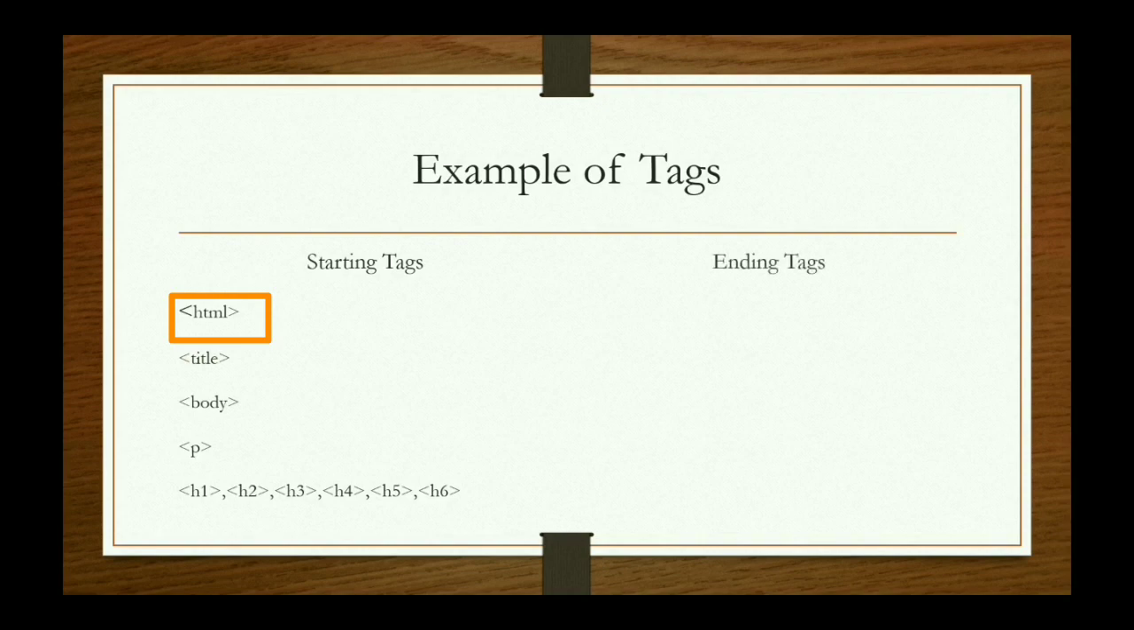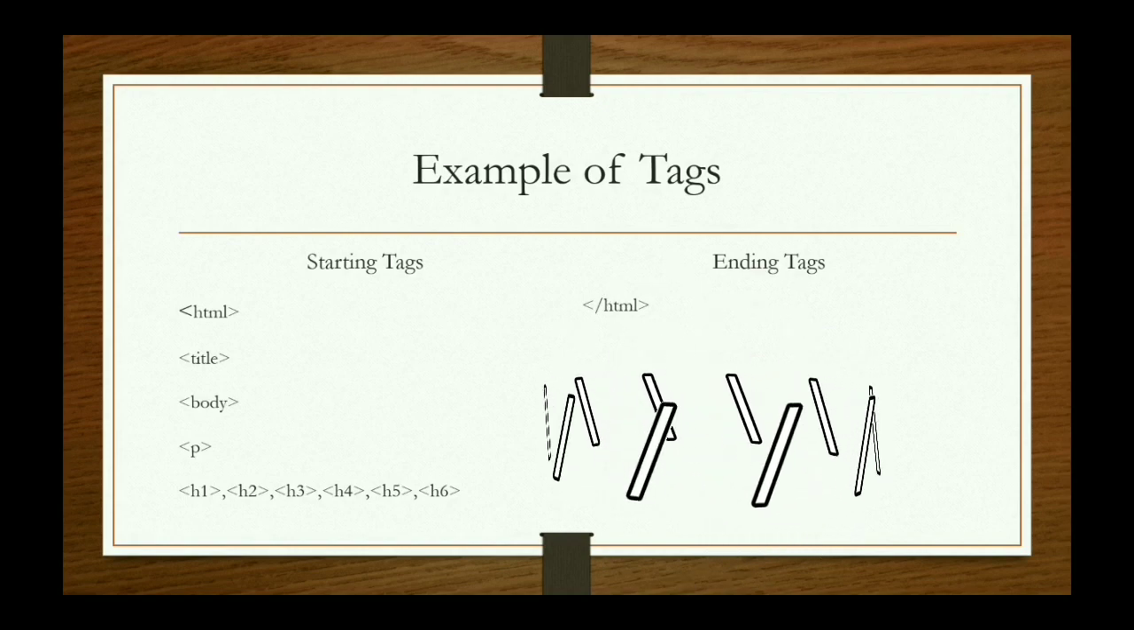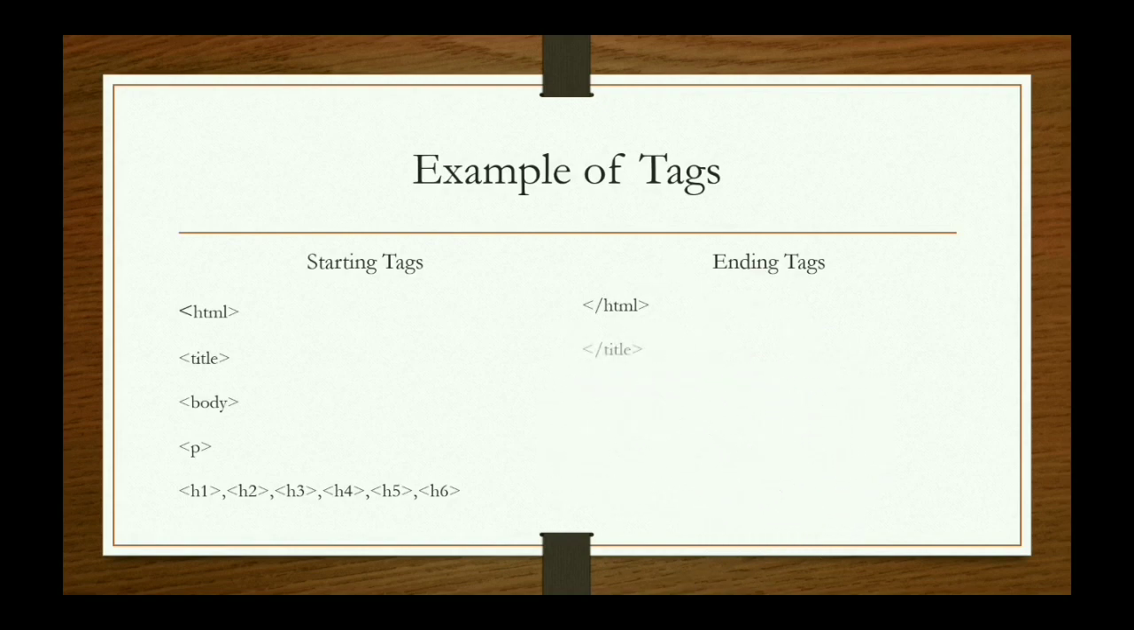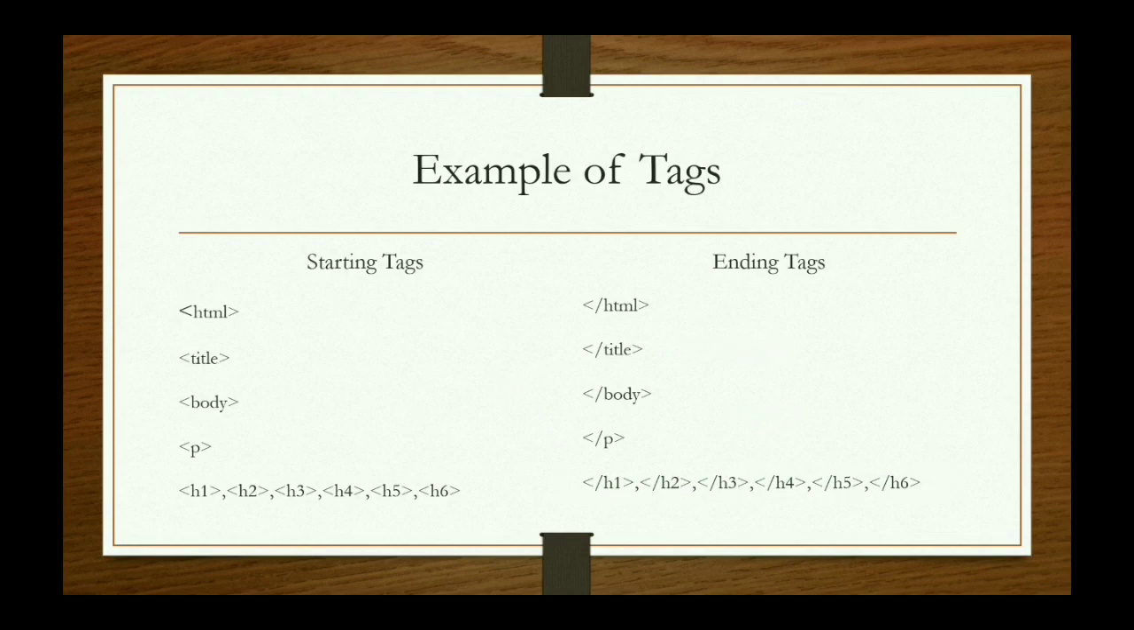So let us see ending tags. As we know, an ending tag is nothing, it just contains a slash, the same as the starting tag. Okay, so /title, /body, /p means end of paragraph, and /h1, /h2, /h3, /h4, /h5, and /h6. Okay.